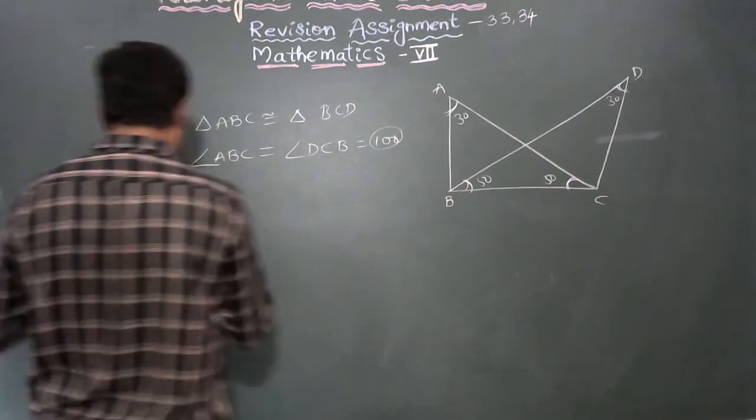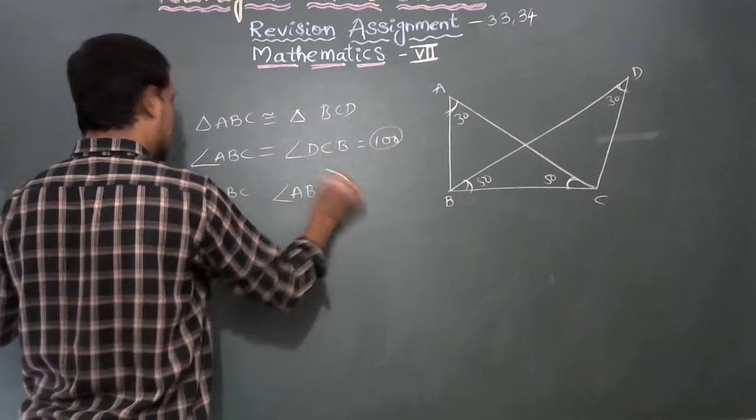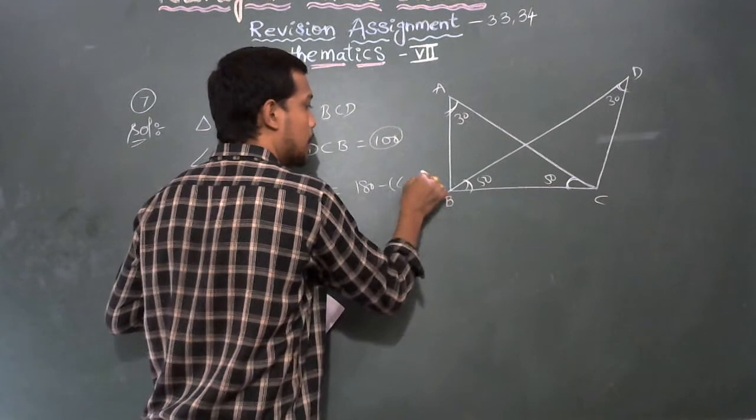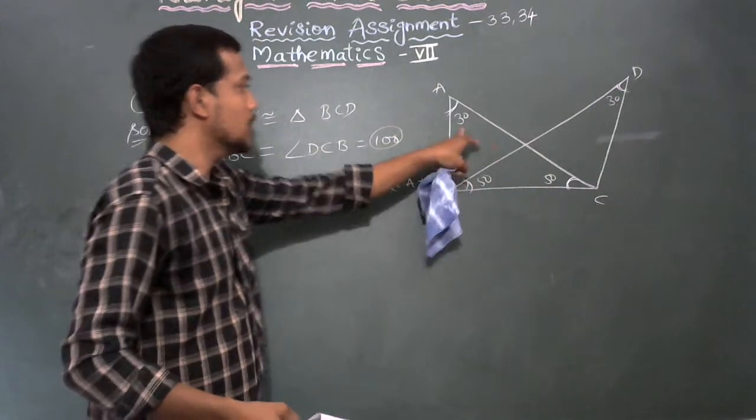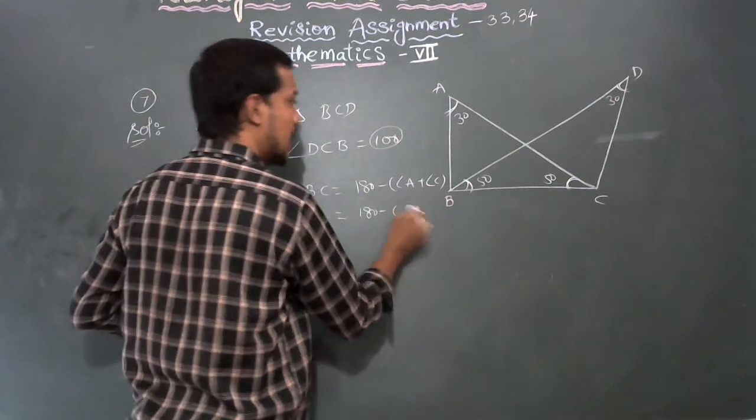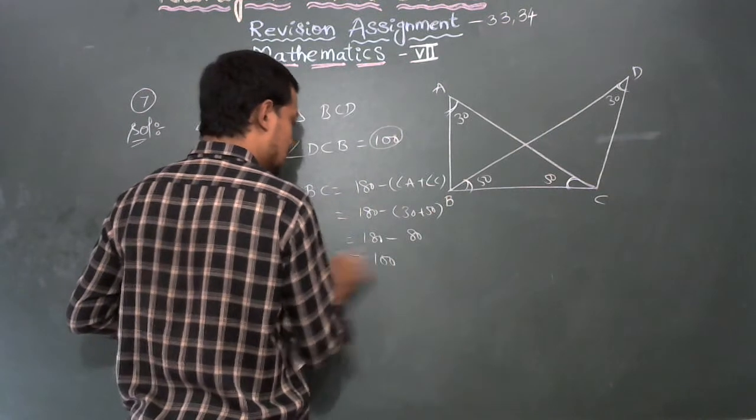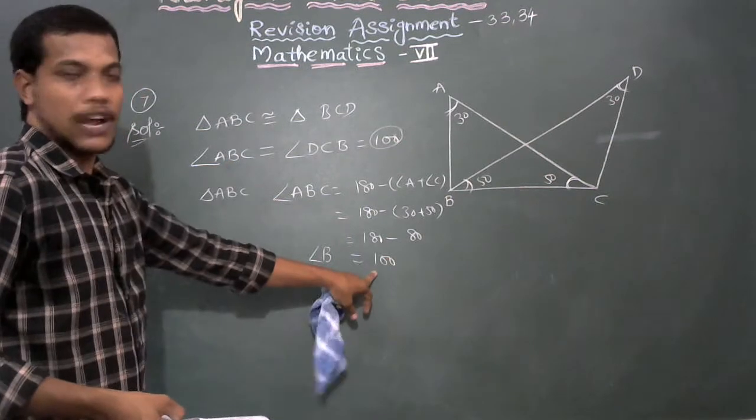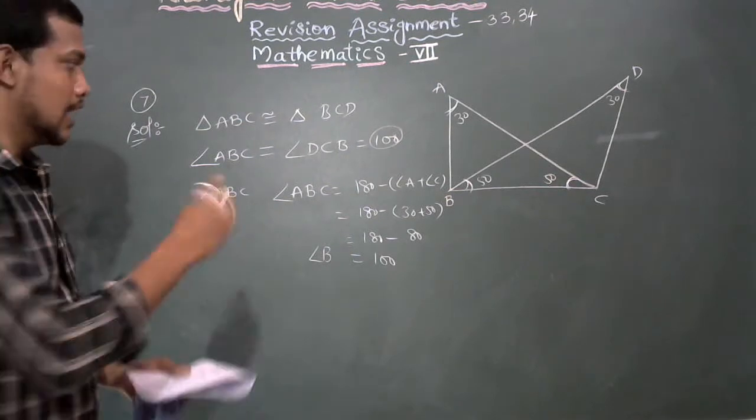So now, in triangle ABC, angle B equals 180 minus angle A plus angle C. Here we need to find angle B, which is included between these two. Okay. So 180 minus of angle A, that is 30, plus 50. So 180 minus 80 which is equal to 100. So angle B equal to 100. So here we can find the angle B. So now we can see angle C. It also comes to 100.